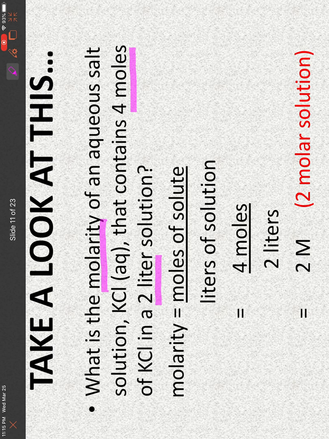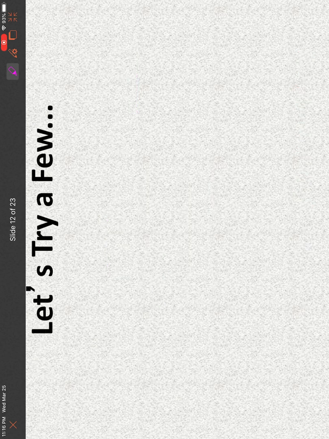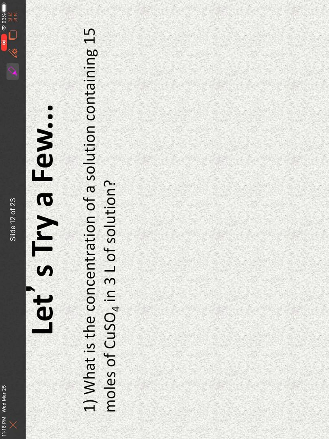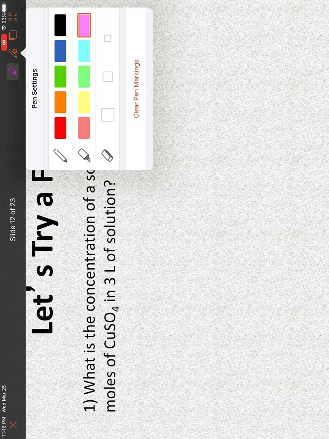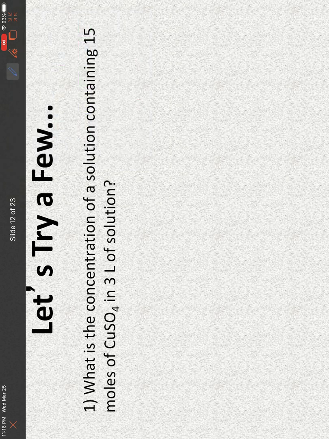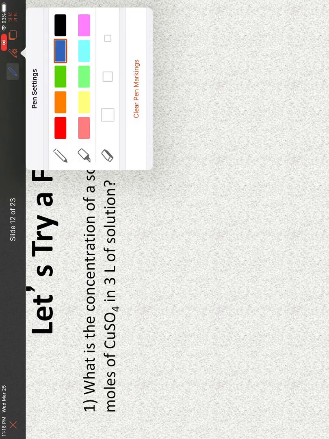4 divided by 2 gives you 2. And we're going to use a capital M as the unit. And when you look at something like that, you would call that a 2 molar solution. So 2 with a capital M next to it is 2 molar. If it was a 3 with a capital M next to it, it'd be 3 molar. If it was a 1 with a capital M next to it, you got it, 1 molar. Very good. Okay, so let's try a couple together. So you can see how to apply this formula, because it's really not too tricky, I promise.